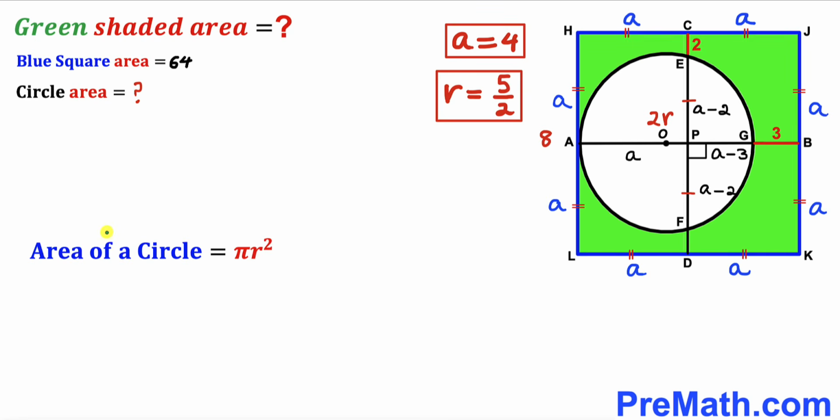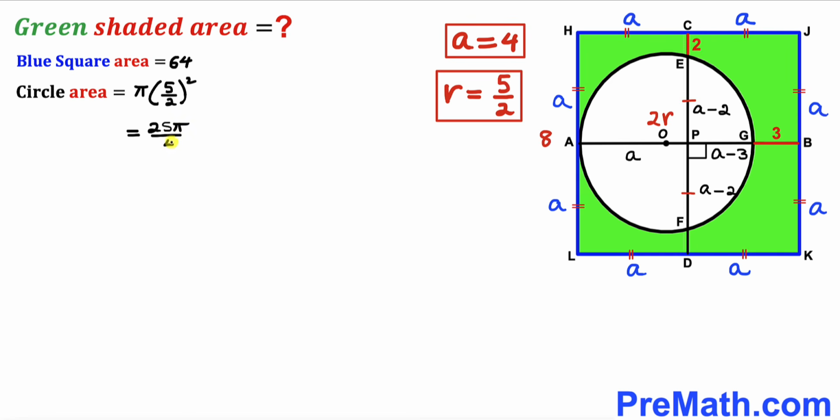So therefore now we are going to calculate the area of the circle. And now let's recall the area of a circle formula. Area equals πr², where r is the radius. In our case the radius is 5 divided by 2. So therefore our circle area is going to be π times our radius 5 divided by 2 whole squared, and that's going to be equal to 25π divided by 4.